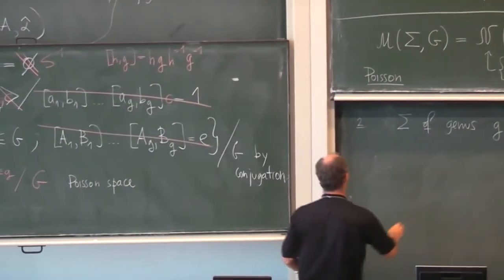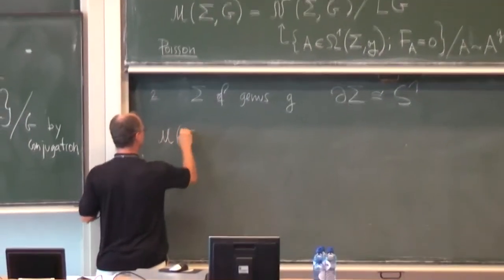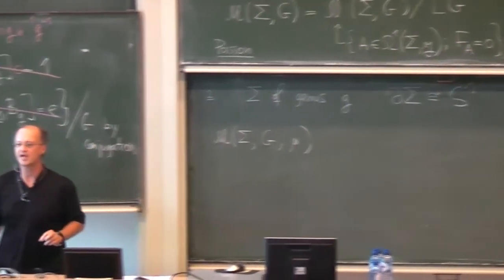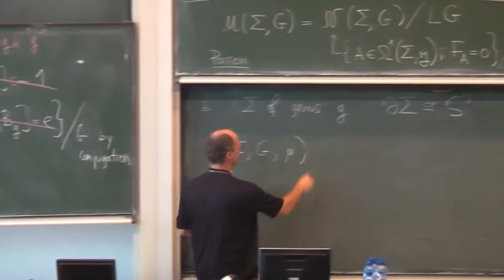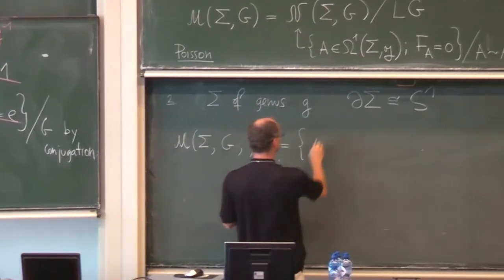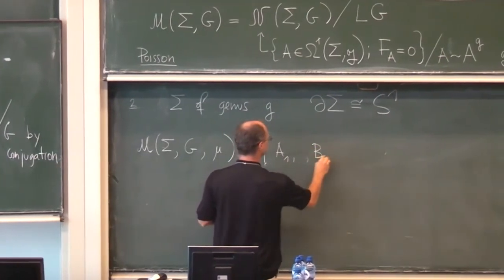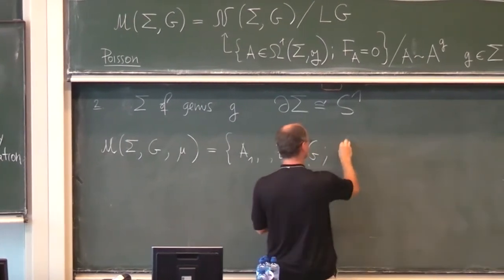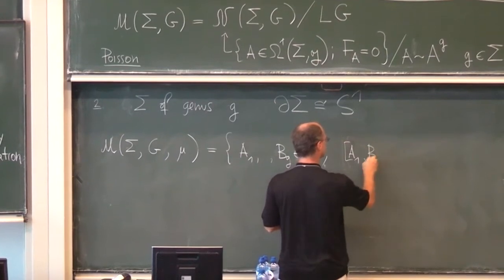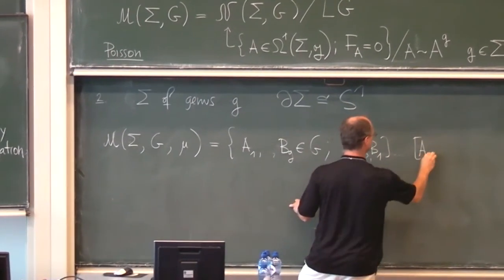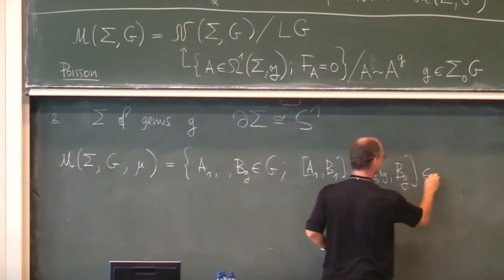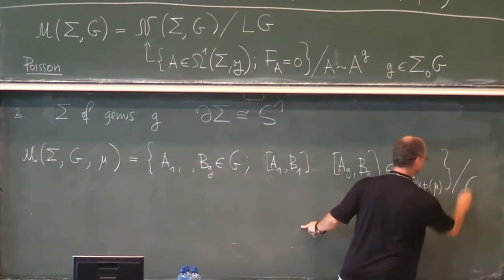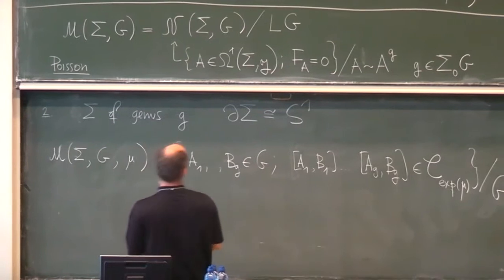Now, perhaps a bit more interestingly, what happens if in the same situation we want to look at the symplectic component, one of the symplectic leaves? Well, so again, there will be those 2G elements, and now the product of those group commutators should live in the conjugacy class of the exponential of mu. And this is all divided by G.